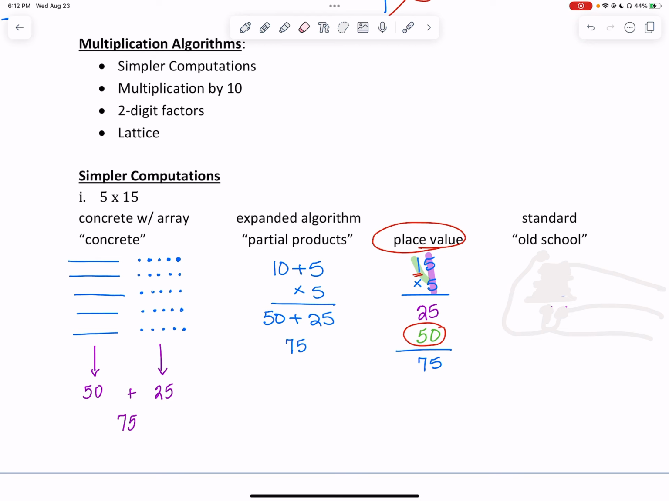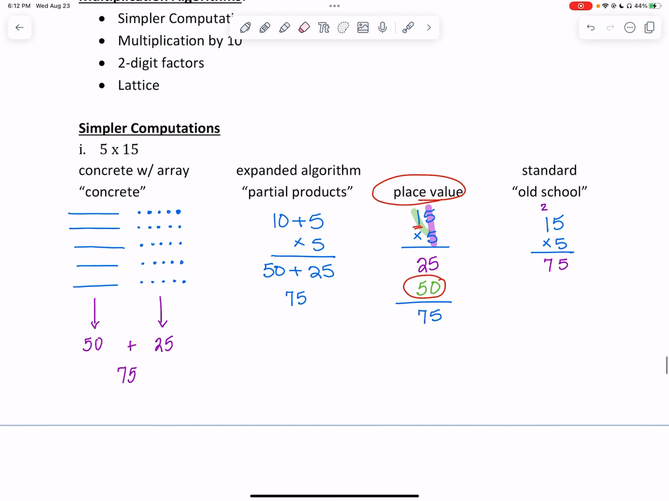And then there's the standard method. I call it old school. That is where you really do multiply 5 times 5 and regroup and trade, right? And then 5 times 1 is 5, plus 2. That's going to give me my 75. Okay, so I know a couple of those are new, so we're going to do a few more.